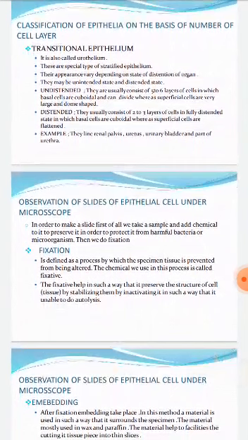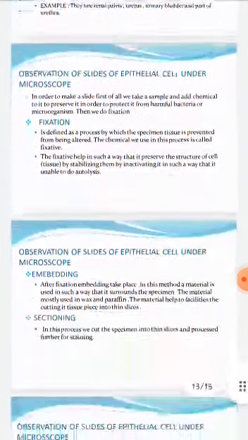While the undistended state contains 5 to 6 layers of cells in which the basal layers are cuboidal and can divide whereas the superficial cells are large and dome shaped. Examples, they lie in the renal pelvis, ureter, urinary bladder and the part of urethra.